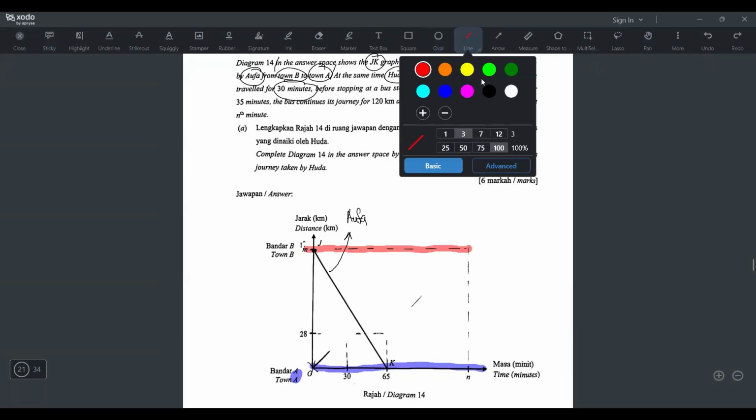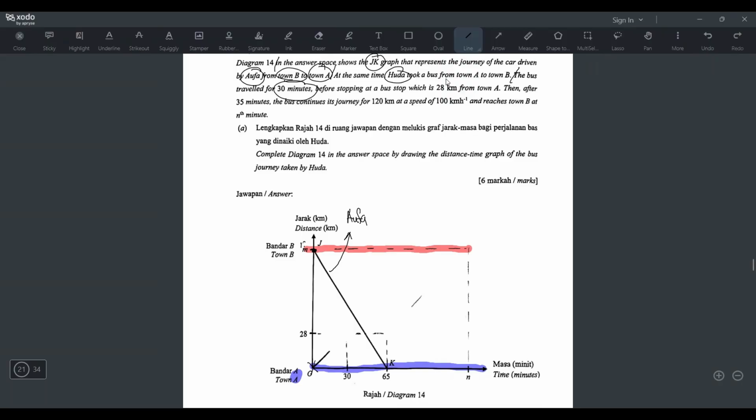So I will use a ruler. What it says here is travel for 30 minutes before stopping. So from 0 minutes to 30 minutes, she's moving, right? So the coordinate will be here, 30 minutes. But then after 30 minutes, stopping, which is 28 kilometers from town A. So after moving 28 kilometers from town A, which is here, this one 28, and then you stop. So when it stops, the line has to be like this.